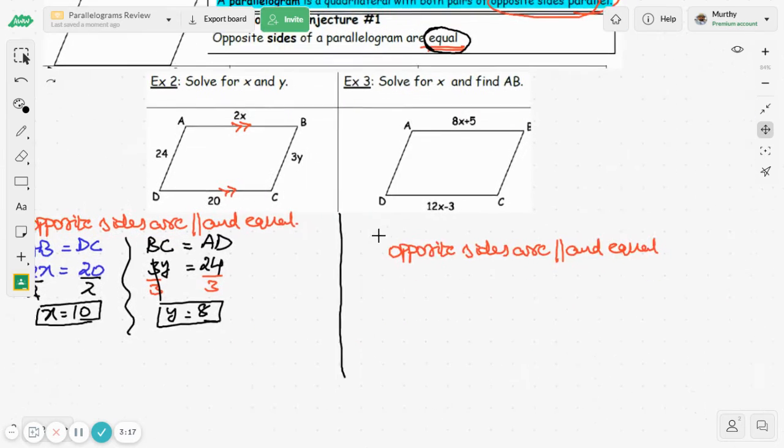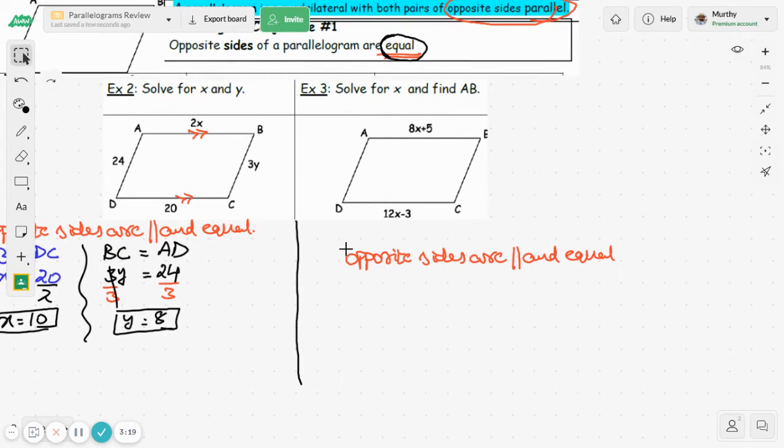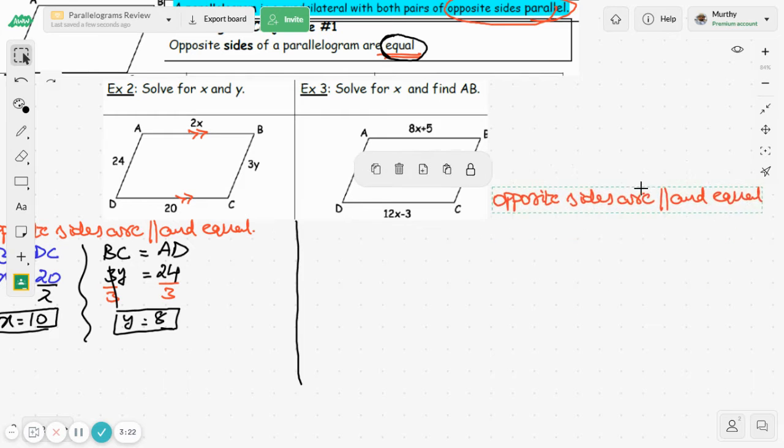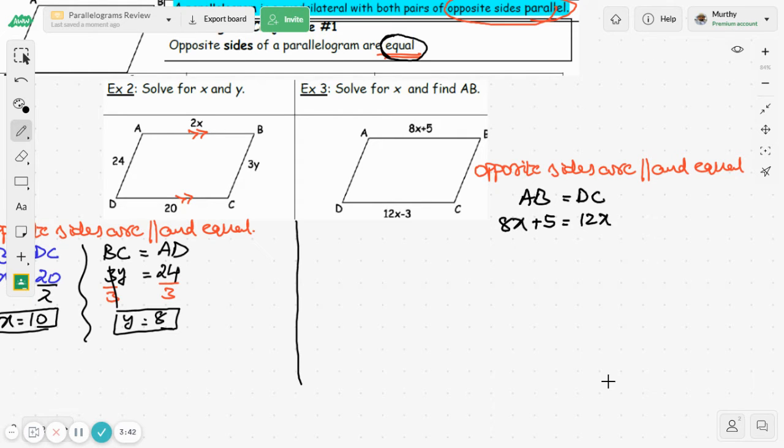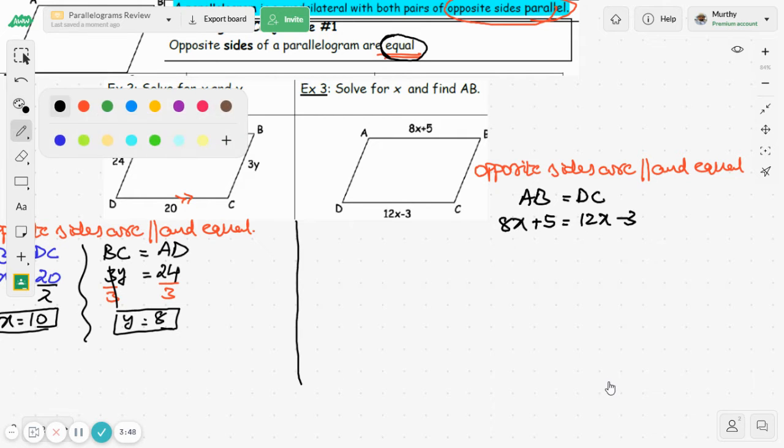Let me move this one here. So we know that opposite sides are equal. Therefore, here the value of AB equals DC. So the value of AB, I see that 8x plus 5 equals DC, which is 12x minus 3. If I were you, I'd try to cancel out the constant first. You can take either way, whichever value you want to cancel out.